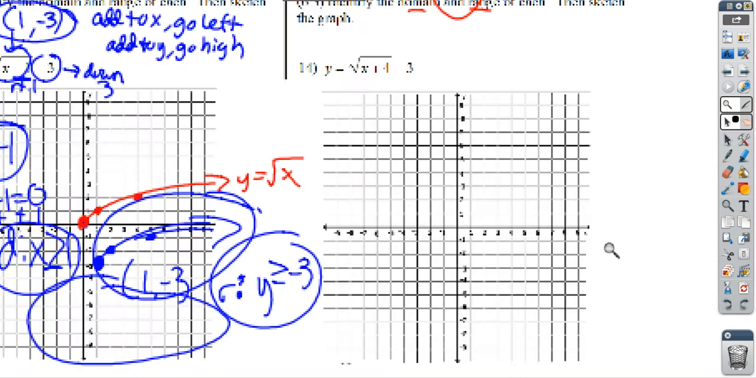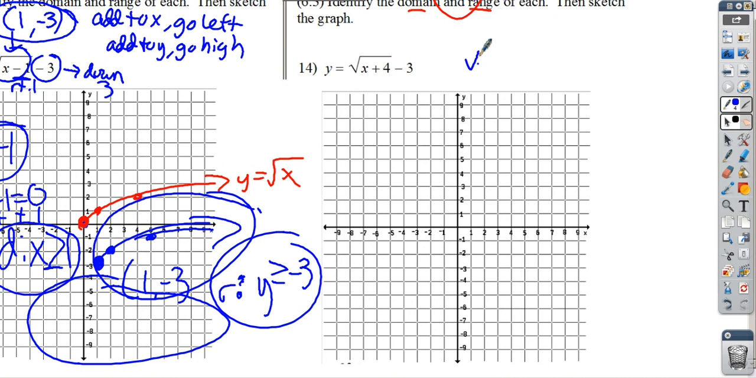Alright, let's do the same thing right here. So first thing we'll do is find the vertex. The vertex, what x value would make that square root 0? Negative 4. What happens to the y if this is negative 4? Well, you'd have square root of negative 4 plus 4, that's square root of 0. Minus 3 would be negative 3. So there's the vertex at negative 4, negative 3. And we know the square root graph goes roughly like this. As long as we're fairly close, that's good.